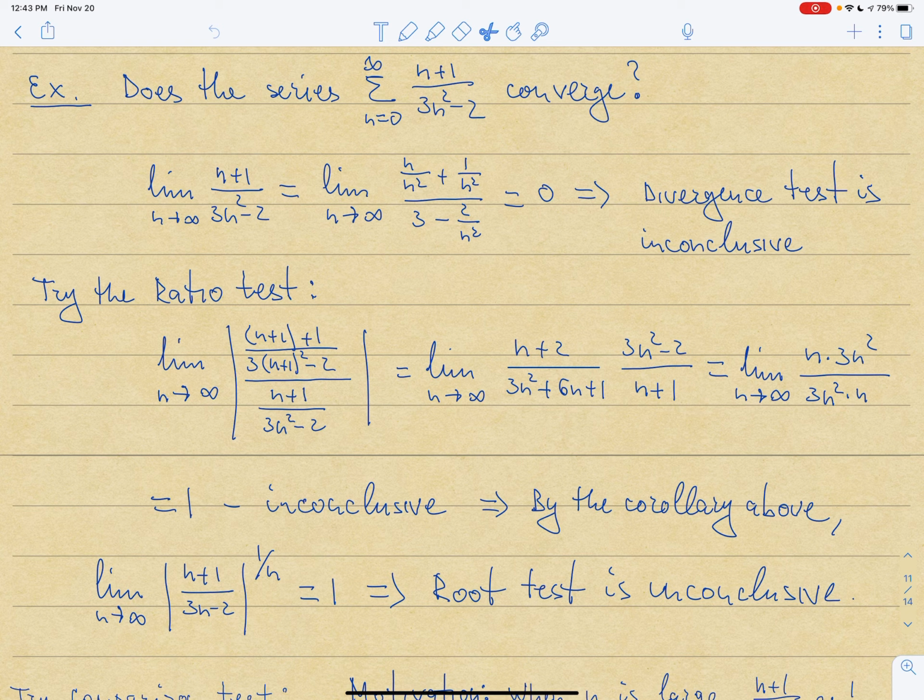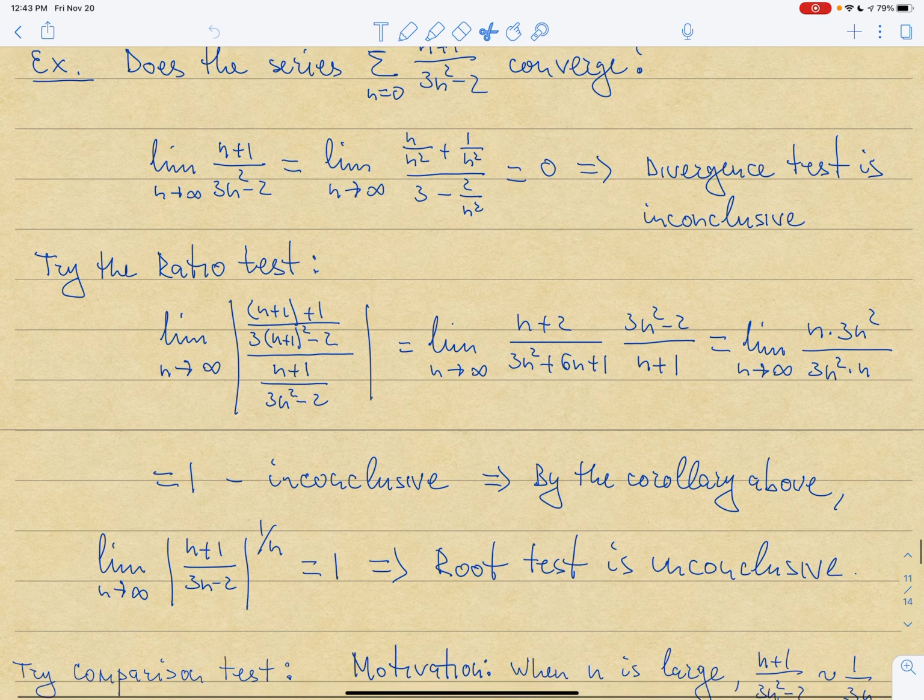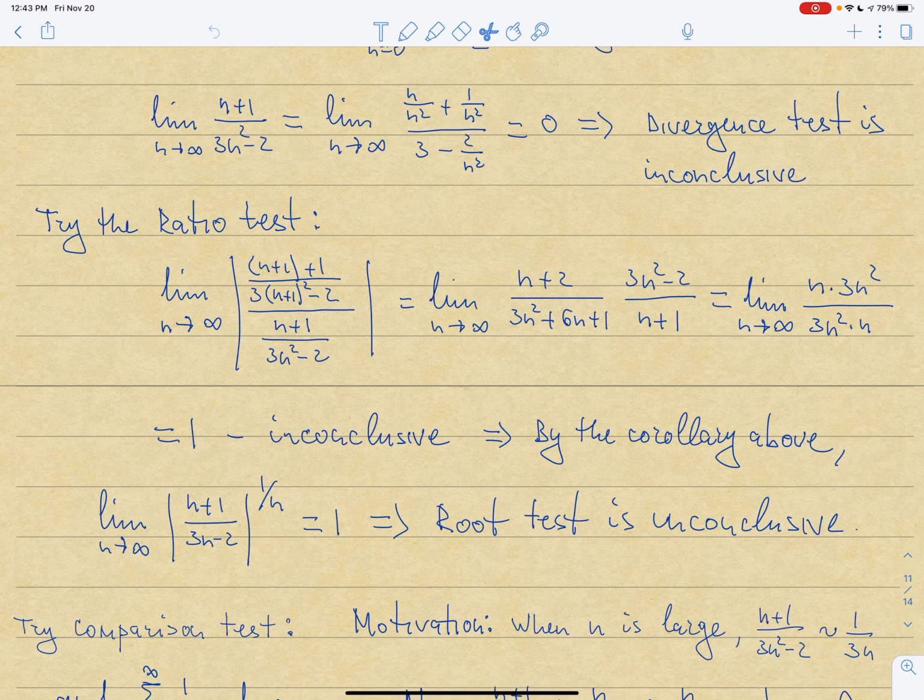All right, so if the divergence test is inconclusive, what else do I have? I have the root test, I have the ratio test, and I have the comparison test at this point. So let's try the ratio test. This is the nth term of my series. This is the n plus first term of my series. I divide the n plus first term by the nth term.